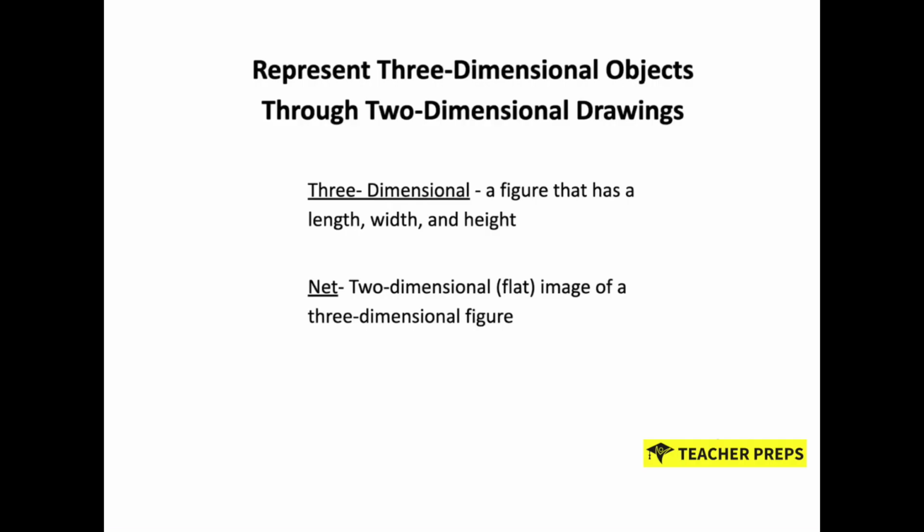In this video, we're going to represent three-dimensional objects through two-dimensional drawings. A three-dimensional object is a figure that has a length, a width, and a height. Many times, when we're finding things such as surface area of the three-dimensional shape, it helps to draw something called a net. A net is a two-dimensional or a flat image of the three-dimensional figure. Let's go through finding the net of several three-dimensional figures.